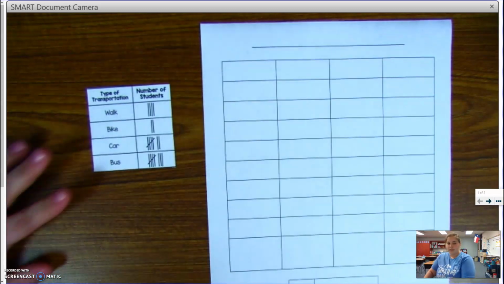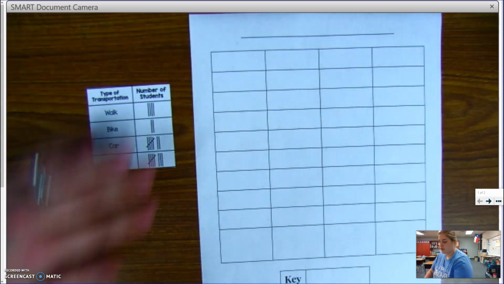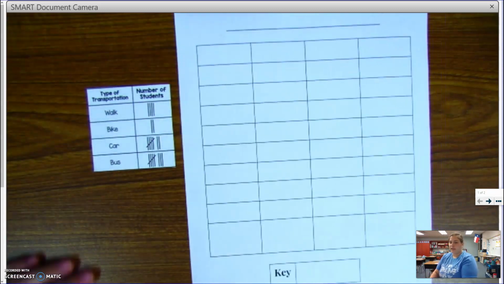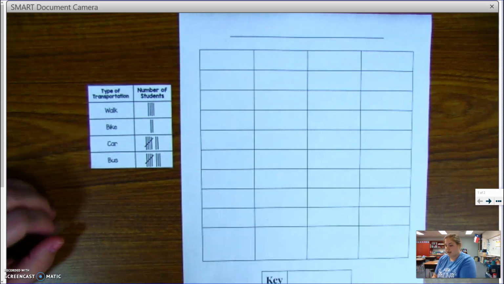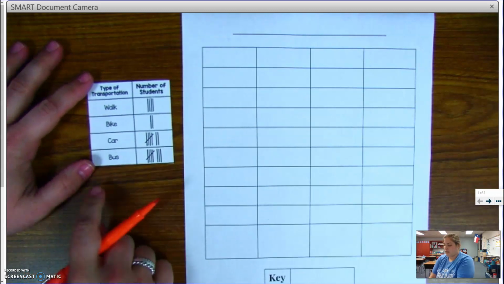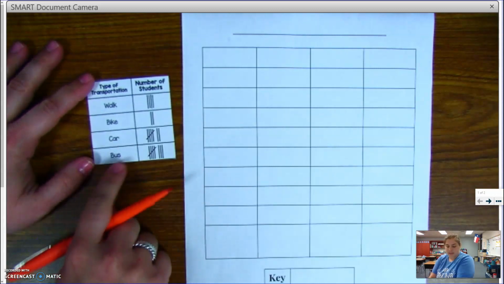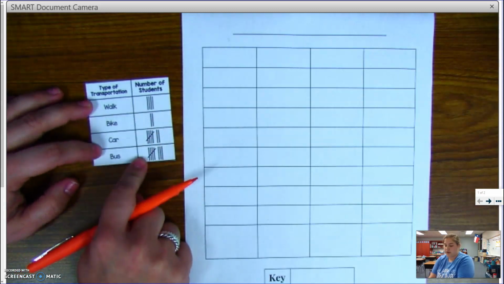Hello again, everyone. Today we are going to start doing some pictograph work. We talked about pictographs once already this year, and we're going to talk about them again. And here again I have a nice frequency table, and it is some tally marks again.